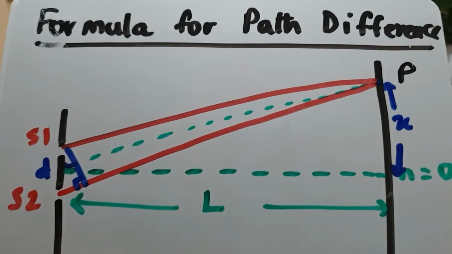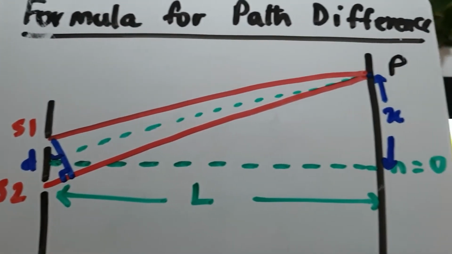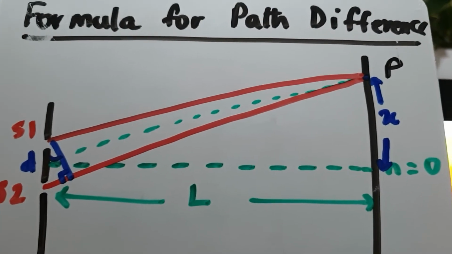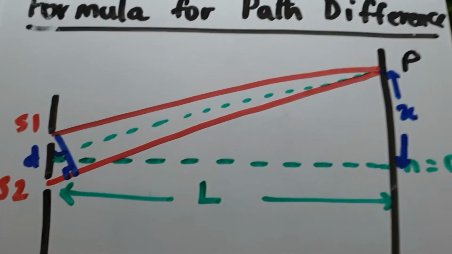Okay, so this is coming up with a formula for path difference. Last year you didn't have anything mathematical to do with two-slit interference. This year we're just going one step more.